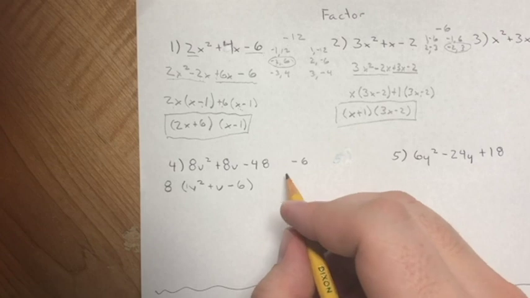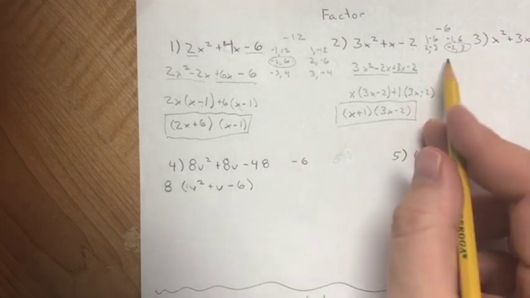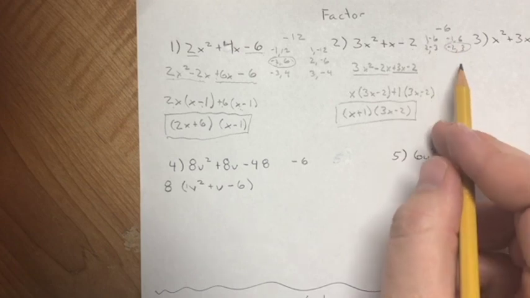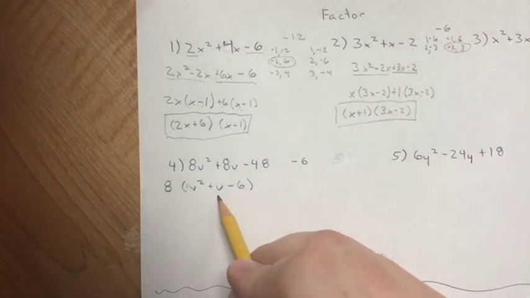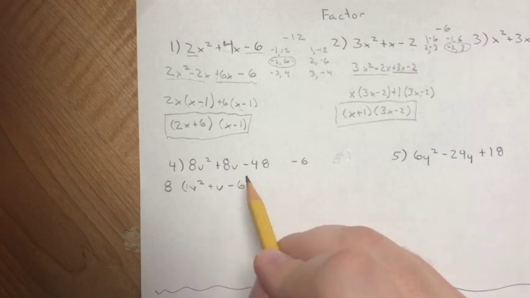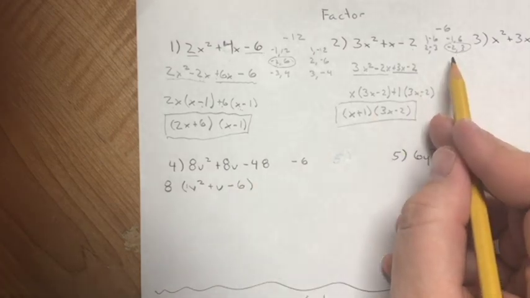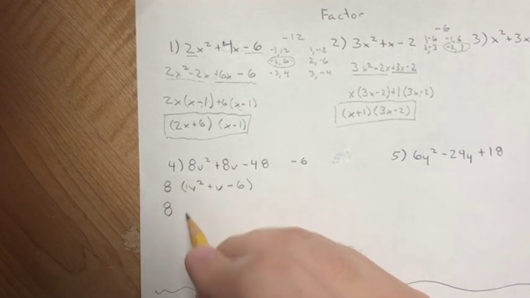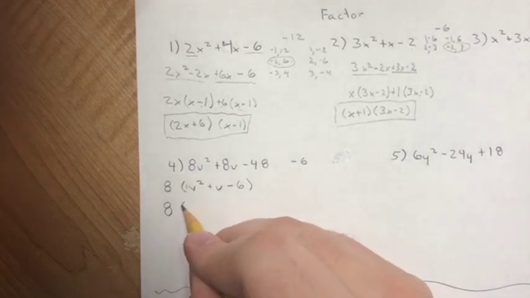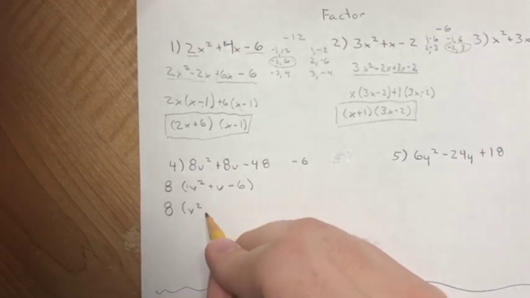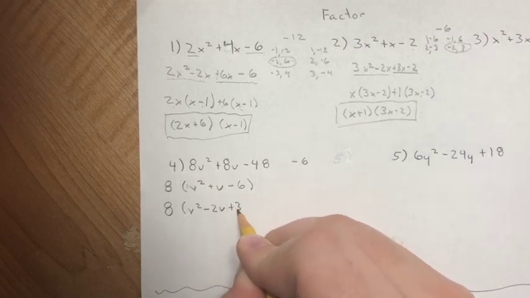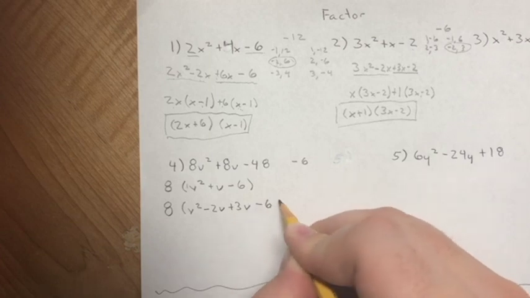All possible factors I've already written up here. I don't feel like writing again. I've got them right here up in front of me. I need to find out which one of these adds up to a positive v. Well, in this particular case, it looks like I'm going to use the same factors again. So I can rewrite this. Notice what I'm going to do. I'm going to write this and keep my 8. I can't get rid of that GCF, and I'm going to go v squared. Then it would be minus 2v plus 3v minus 6, okay?